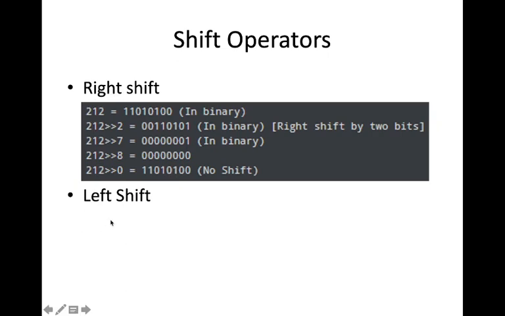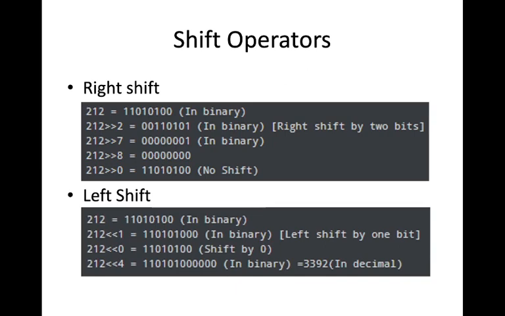Then we have left shift also. The left shift operator is the opposite of this. So if we have 212, its binary equivalent is this one. If we left shift by 1, we use the double less than symbol. So if it is left shift 1, we have to shift 1 bit. If we shift 1 bit, we will start from here. There is some error in this. Okay, left shift 1 bit means a 0 will be inserted here.